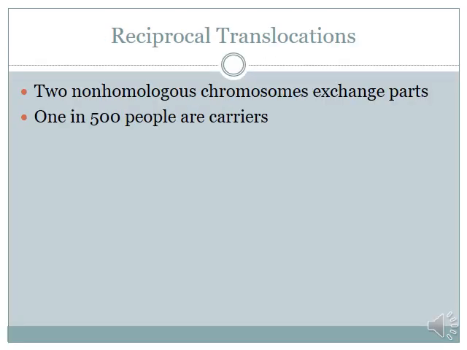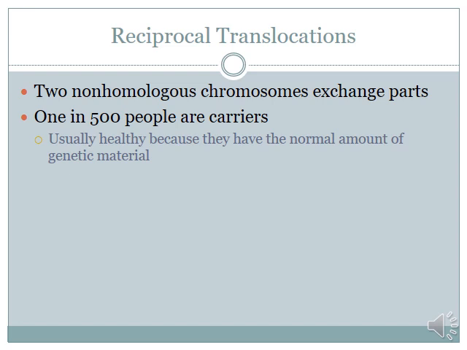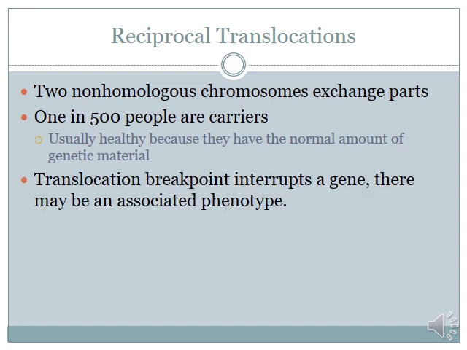In reciprocal translocations, two non-homologous chromosomes exchange parts. 1 in 500 people are carriers. They are usually healthy because they have a normal amount of the genetic material. The translocation breakpoint may interrupt a gene, and there may be an associated phenotype.